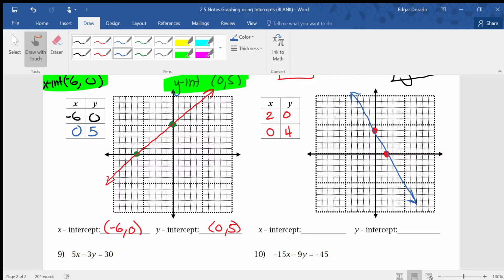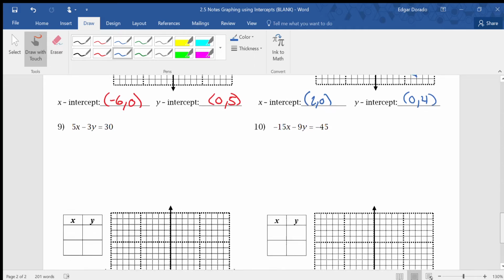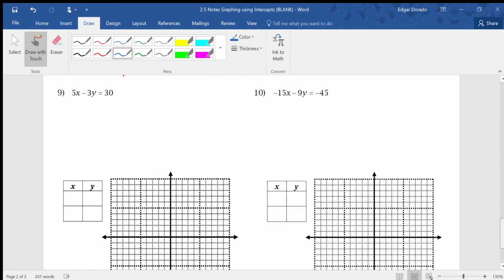Okay, so finally I'm going to go ahead and write my 2 intercepts. So (2, 0) and (0, 4). Okay, all right, I'm going to do one more with you guys, and then I want you guys to try out that last one for me from beginning to end.